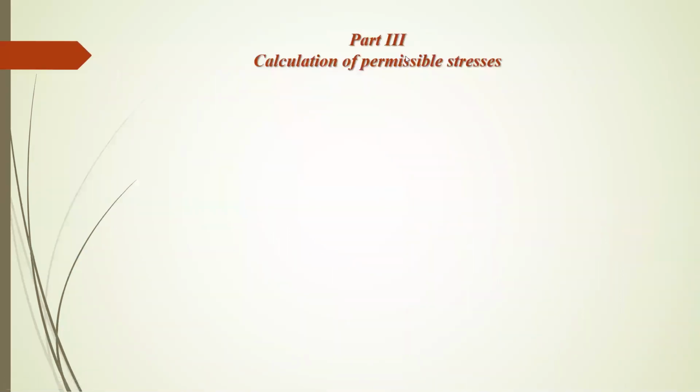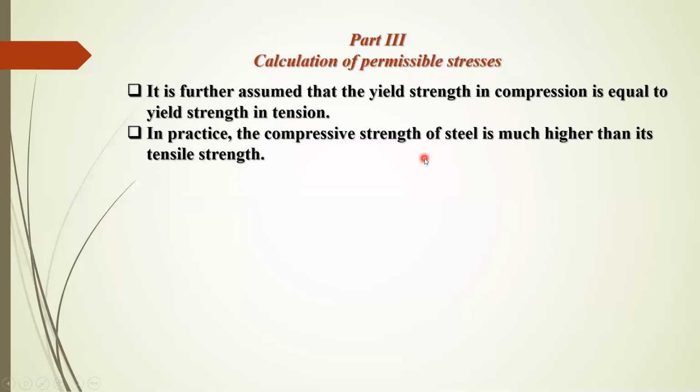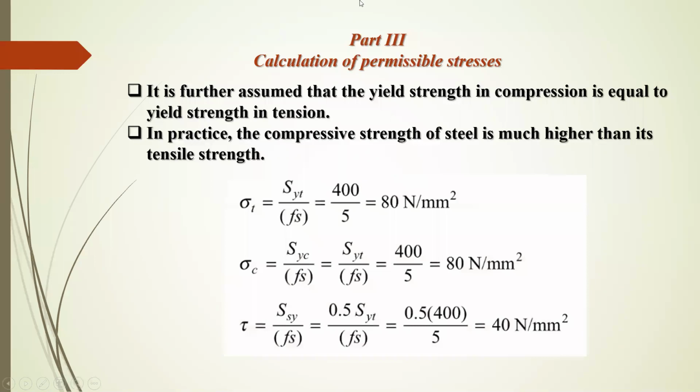That is part 3, the calculation of permissible stresses. To calculate permissible stresses, we have the material strength and the factor of safety, so we have to consider these 2 points. It is further assumed that yield strength in compression is equal to yield strength in tension. In practice, the compressive strength is much higher than the tensile strength, but for simplification purposes, we are just assuming yield strength in compression is equal to yield strength in tension. So by this, we can calculate these 3 stresses.